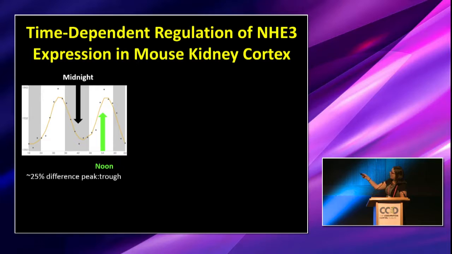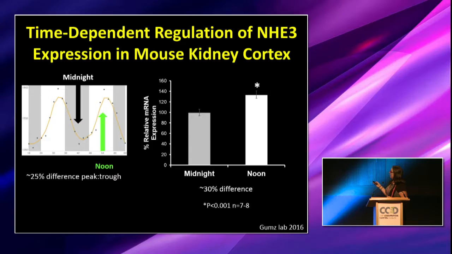So I've just scooted that graph over here to the left, and I've illustrated the time of midnight and noon. And if you look at Dr. Hoganesh's data, this is about a 25% difference between the peak and the trough. Now, in my lab, in an independent set of animals, we isolated kidney tissues from wild-type mice at midnight and at noon. And we used real-time PCR to measure the relative mRNA expression of NHE3, nicely correlating with Dr. Hoganesh's data from a completely different experiment, we see about a 30% difference in these two time points.